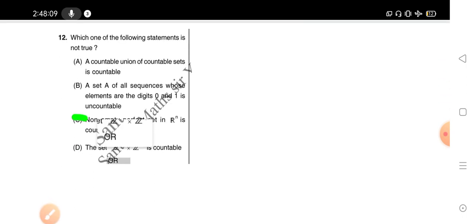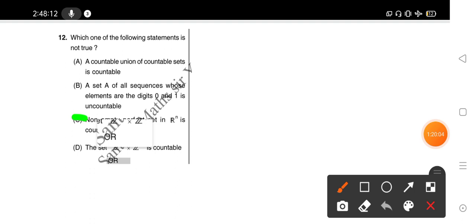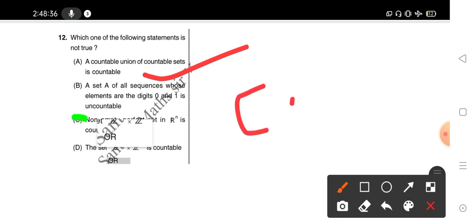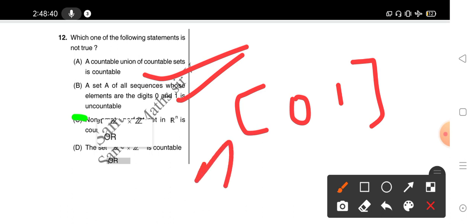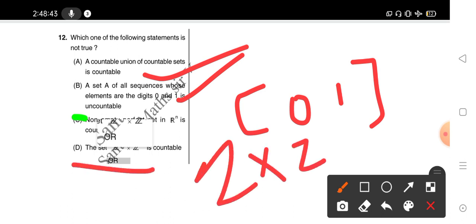Which one of the following statement is not true? Here, a countable union of countable sets is countable. This is correct. A set A of all sequences whose entries are 0 or 1, this is uncountable. This is also correct. The set Z cross Z, in option D, Z cross Z is countable and Z is countable. The product of countable into countable, this is countable. So option D is also correct. Here given countable, so option C is wrong.